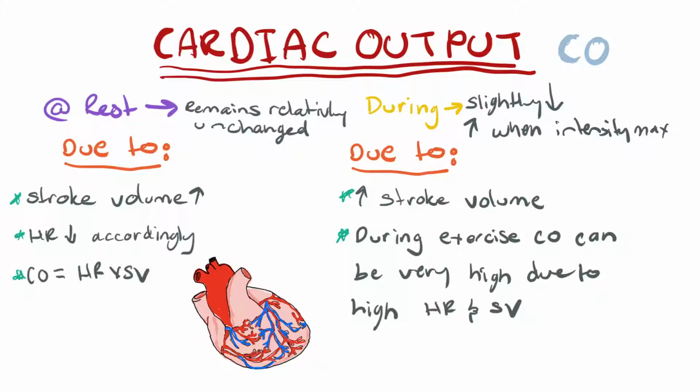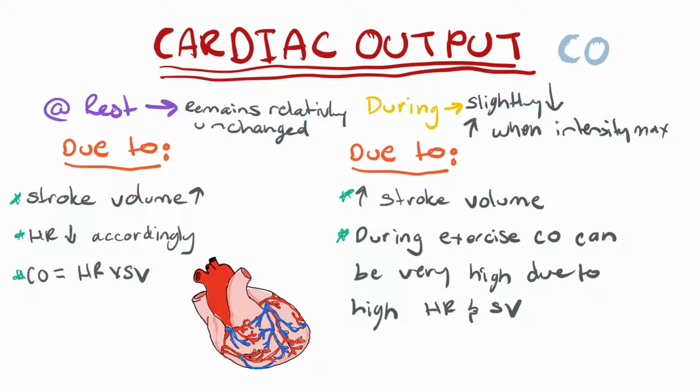Obviously, there's going to be a slight increase in the cardiac output when the intensity reaches the maximum because our body is trying to pump as much blood as we can, and our heart rate's increasing, and so is our stroke volume, so therefore our cardiac output's going to increase. Now, when we have a look at why our cardiac output remains relatively unchanged at rest, it's due to the fact that the stroke volume has increased, and obviously the heart rate decreases accordingly to that. So it sort of weighs out a bit.